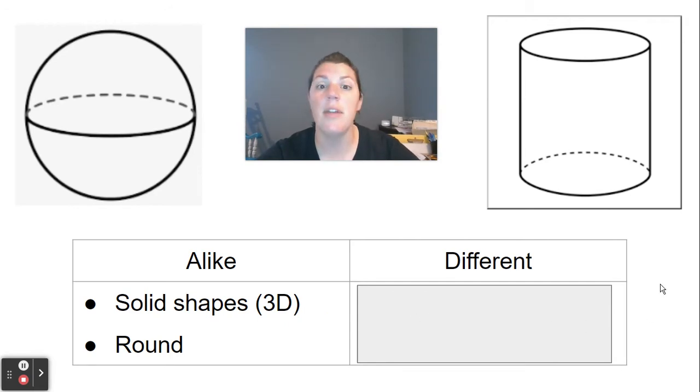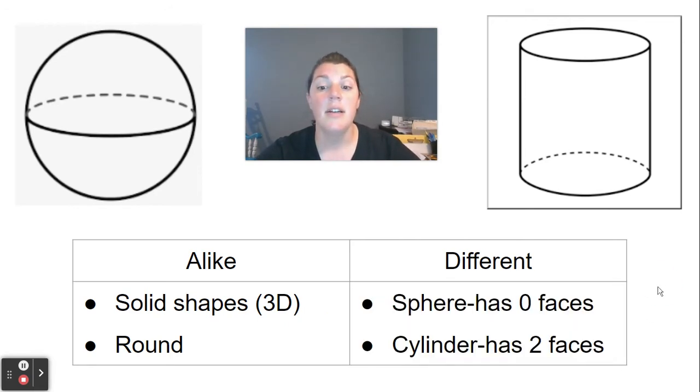Now let's think about how they are different. Some people told me about the sphere. A sphere is completely round. It's like a ball. There are no flat parts or faces on a sphere. The entire thing is round. But a cylinder has two flat faces. Here in this picture, it's at the top and at the bottom. They're shaped like a circle. So those are some ways that these shapes are different.